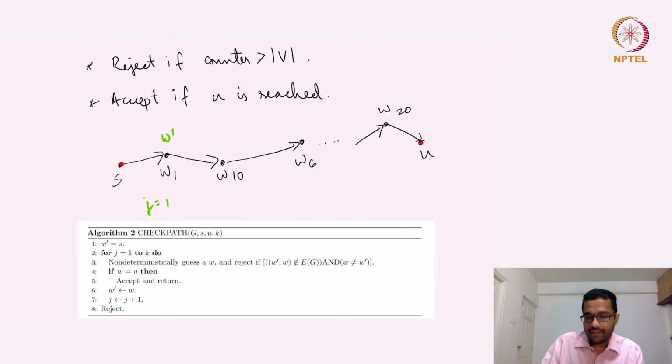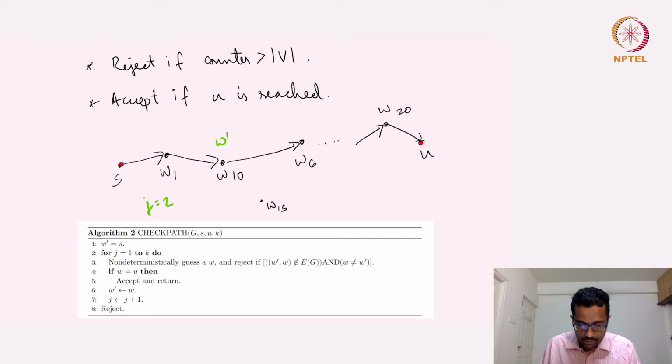Now this is W prime, and we guess another W. So let's say W10 is guessed. Check whether there is an edge from W prime to W, so W1 to W10. Indeed there is an edge. So J is incremented to 2, and W is again renamed to be W prime. Now let's say we guessed W to be some other vertex, some W15, from which there is no edge. In this case, we will check whether there is an edge and we will not see an edge. So this computation path gets rejected. But the point is, if there is a path from S to U, there will be a sequence of guesses that will help us verify that U is reachable from S.